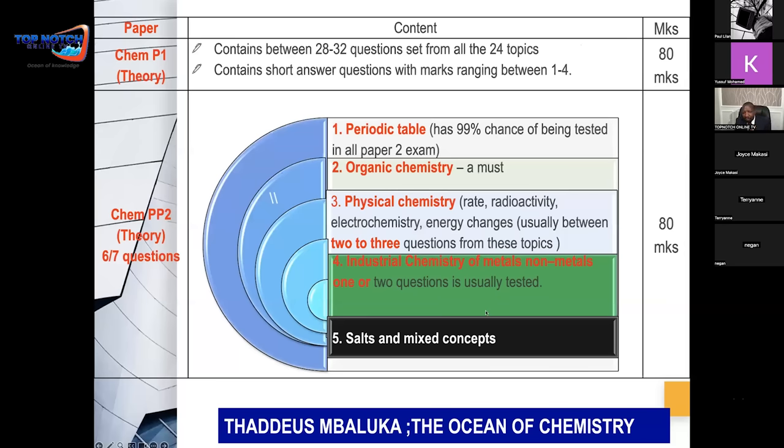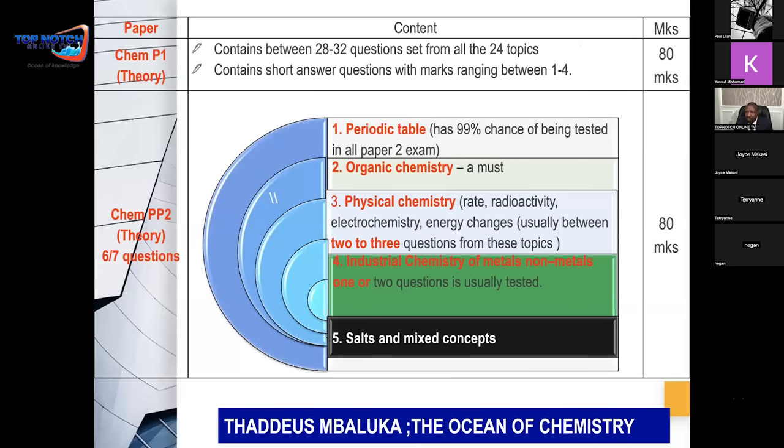Now, looking at this analysis, you can easily know that you can only get two questions from outside Form 4. That is probably from the periodicity and one question from the non-metals. No, no. When you talk about two questions that are tested from industrial chemistry, we are going to have one question from maybe non-metals, nitrogen, carbon, then another one from metals. But because these are the same concept, you have found that many a time we have been having exams without metals. Because when we test a question on nitrogen, we have already tested that concept of industrial chemistry.